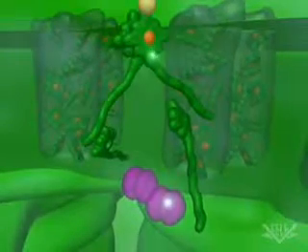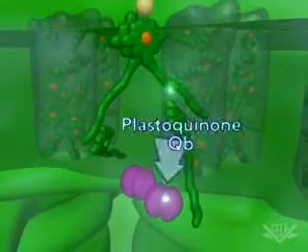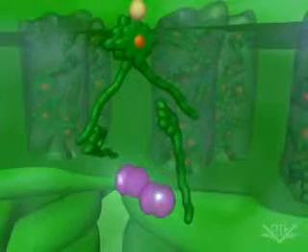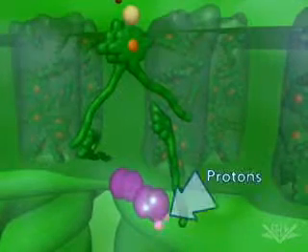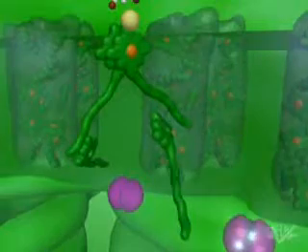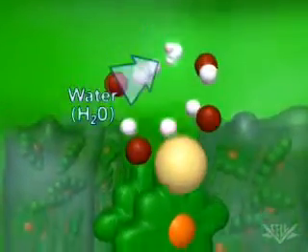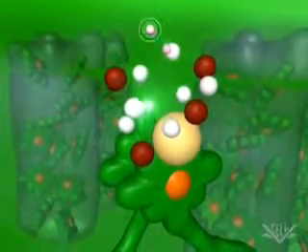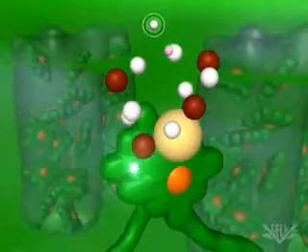Once excited, 2 electrons are transferred to plastoquinone QB, the first mobile carrier. In addition to the 2 electrons, QB also picks up 2 protons from the stroma. The 2 electrons lost from photosystem II are replaced by the splitting of water molecules. Water splitting also releases hydrogen ions into the lumen.